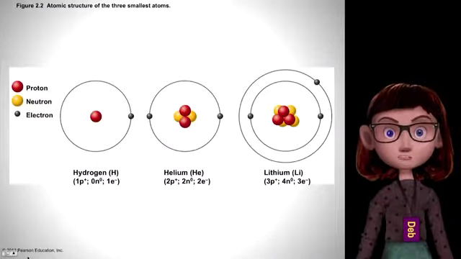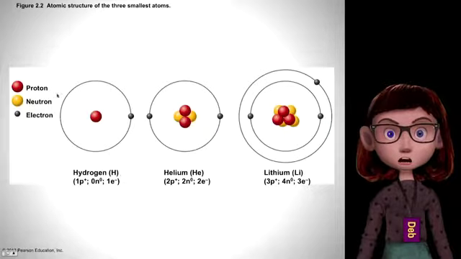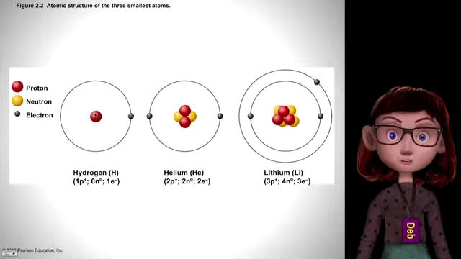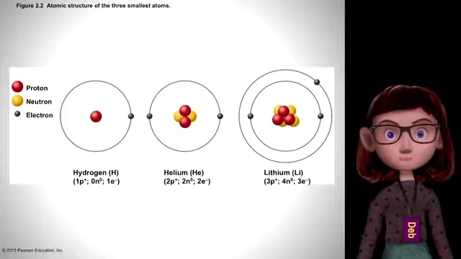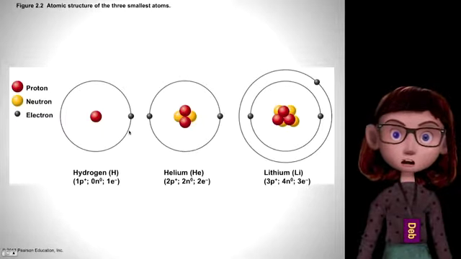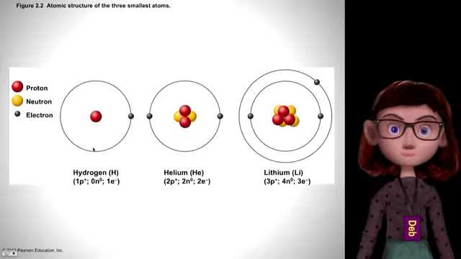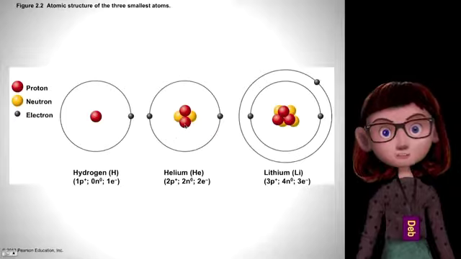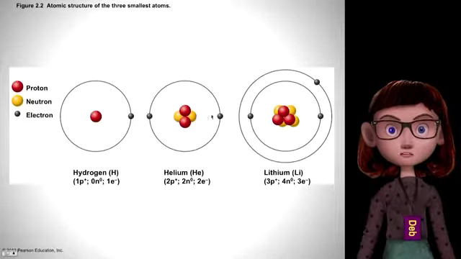This is showing the atomic structure of the 3 smallest atoms. From the left, we have hydrogen. Hydrogen is number 1. Generally, all it is is a proton and an electron. And this electron can take off and start interacting with other atoms, so it's a very, very powerful atom or element. Here's helium. Helium has 2 protons and typically 2 neutrons, and there are 2 electrons.